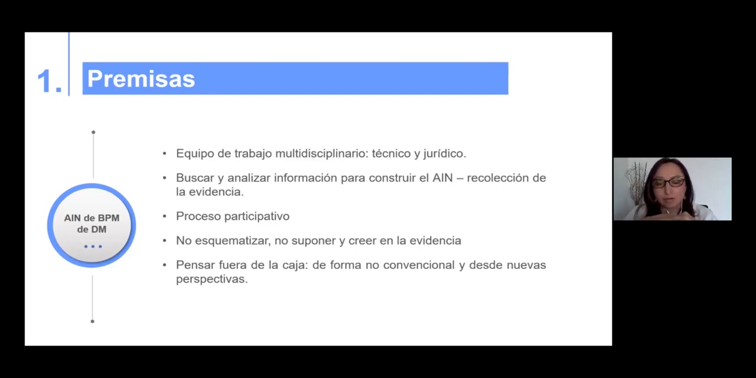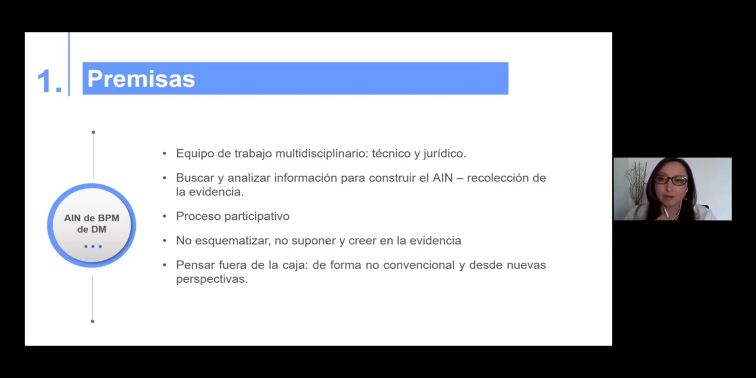And we look for finding and analyzing information to build this RIA. It has a lot to do with the collection of evidence, so we can have figures and data to support any affirmations that we may have regarding regulatory impact. And likewise, we understand that the regulatory impact analysis is a participative process, and we don't want to have a ministry just legislating, but rather having the participation of all the stakeholders, the ones that are going to benefit or affected by the regulation. That's why later on we're going to talk about the exercises we carry out.